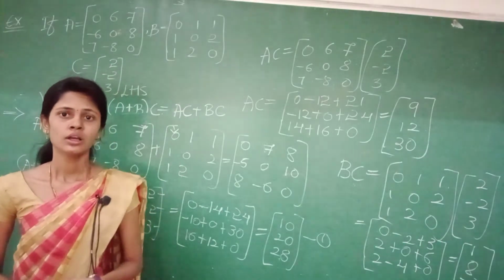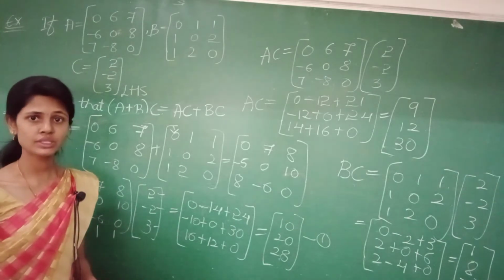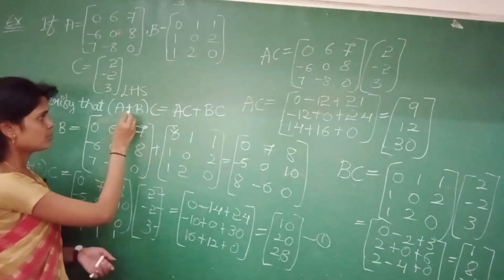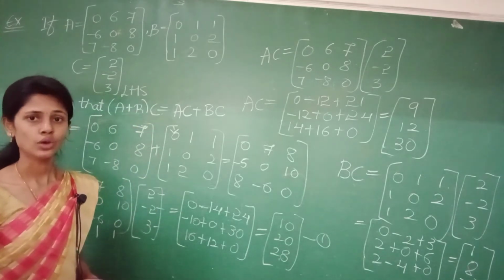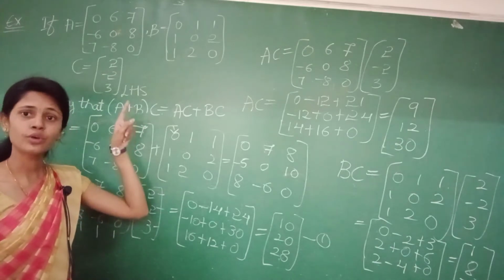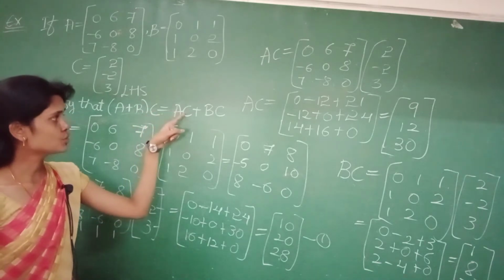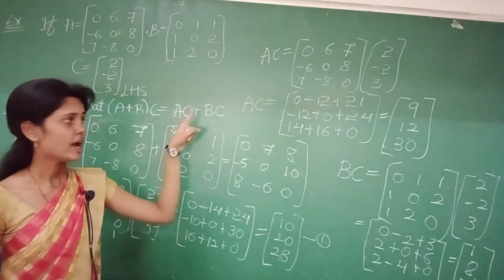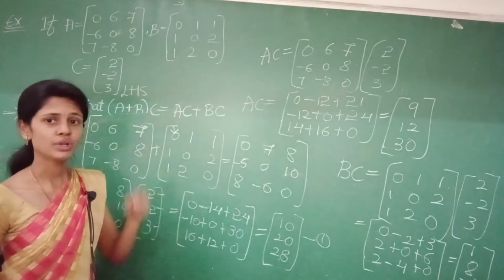Hello students, let us go for the next example. It is given that A, B, C are matrices and we are asked to find out (A plus B) into C is equal to AC plus BC. Firstly you have to go for A plus B and then multiply by C, and also A into C plus B into C. Firstly you have to find out AC and BC, and the addition of those two will be AC plus BC.